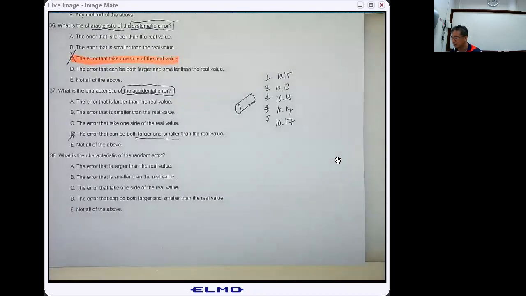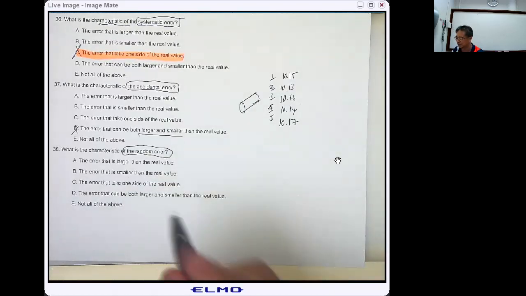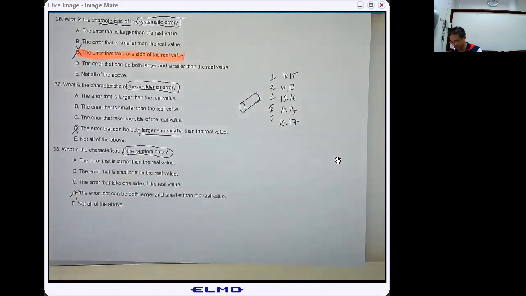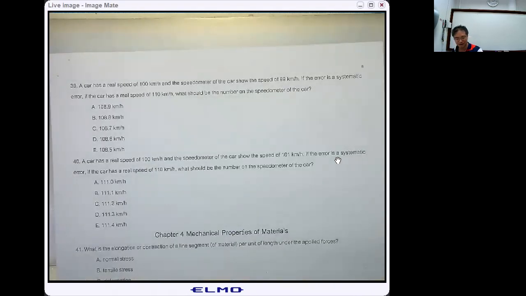And 38, what is the characteristic of the random error? That is the same thing as the above, right? Yeah, the answer is going to be this one. Okay, it's going to be easier for you guys to answer it. Okay, next is going to be the 39. We come to 39. Okay, I made some mistake. We're going to have the examination from chapter 1 to chapter 4, not chapter 3. Okay, that is going to be close to the end of chapter 3.